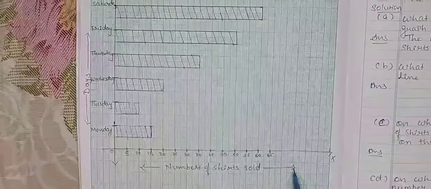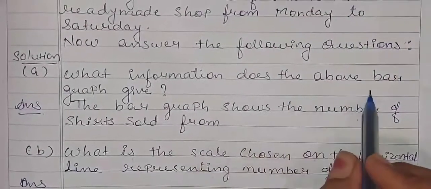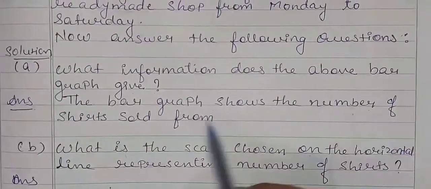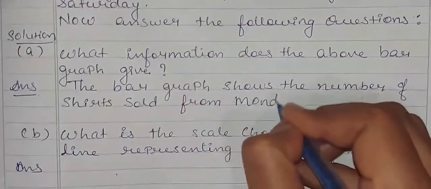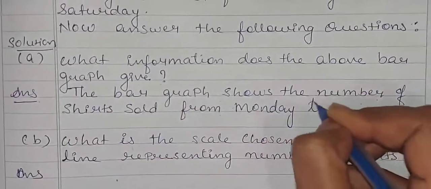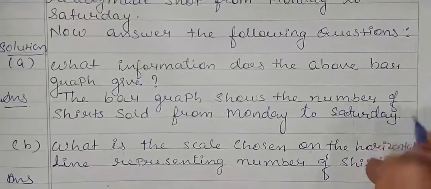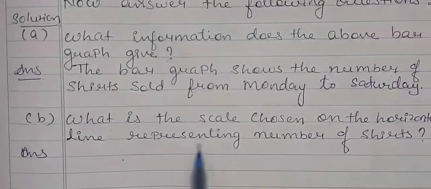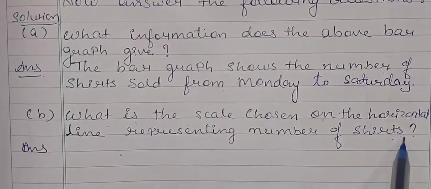So let us write the answer. What information does the above bar graph give? The bar graph shows the number of shirts sold from Monday to Saturday. Next question. What is the scale chosen on the horizontal line representing number of shirts? So children, let us find the answer from the graph.